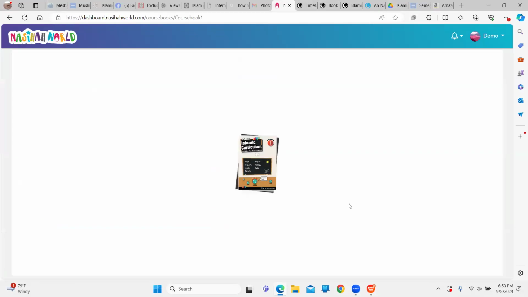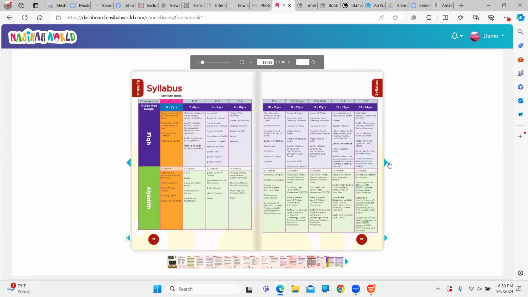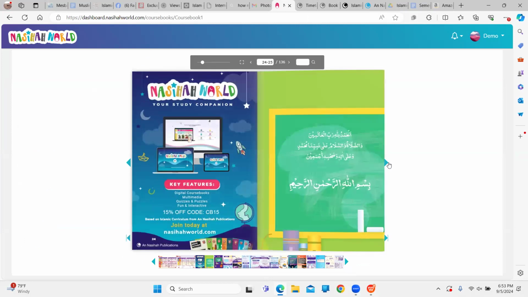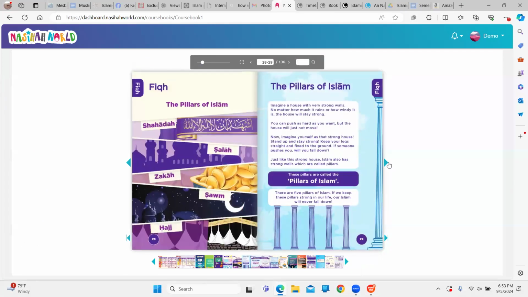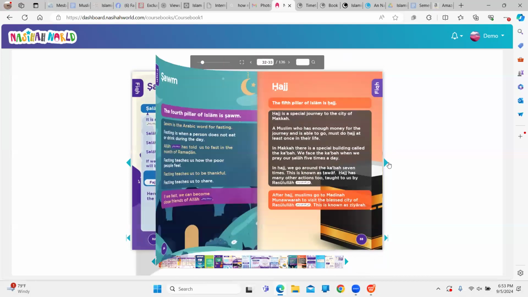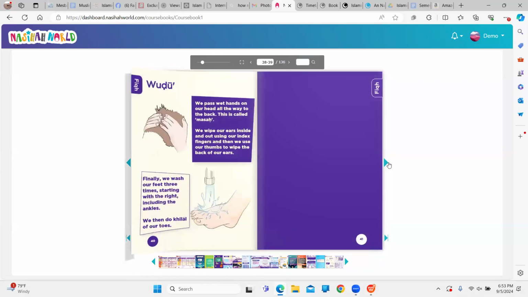Let's see, book 1. Let's take a book quickly. So for example, can you see the book, or is it too small? It's good? So for example, fiqh. This is grade 1 fiqh. In grade 1 fiqh, they learn about the pillars of Islam: Shahada, Salah, Zakah, Sawm, and Hajj. Then they learn about Tahara, and one aspect of Tahara is wudu. So they learn how to make wudu.